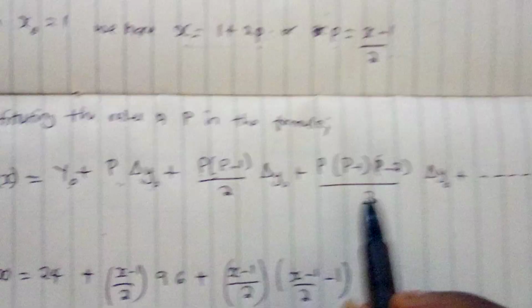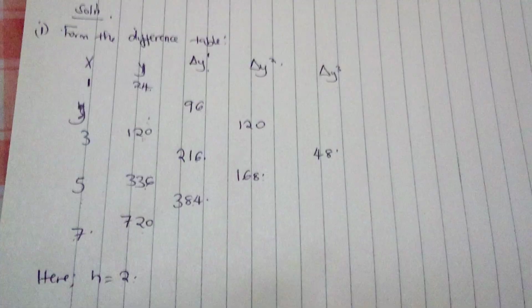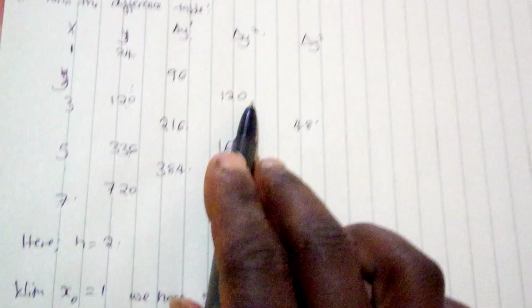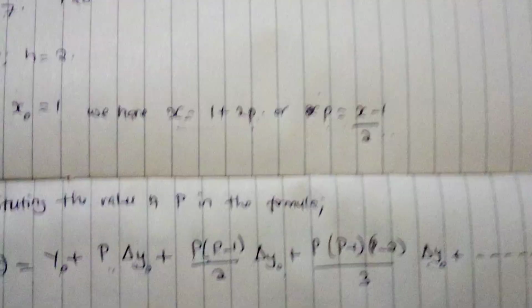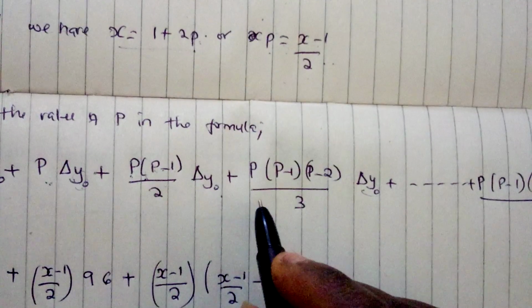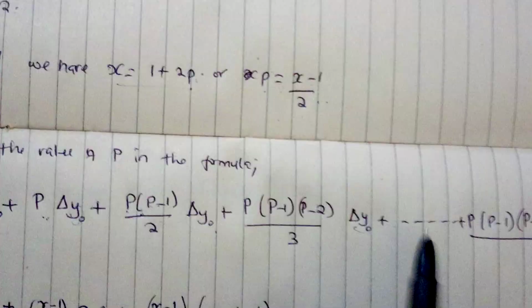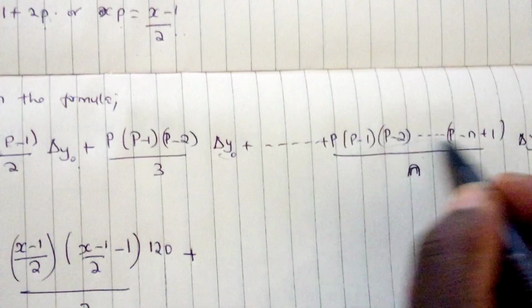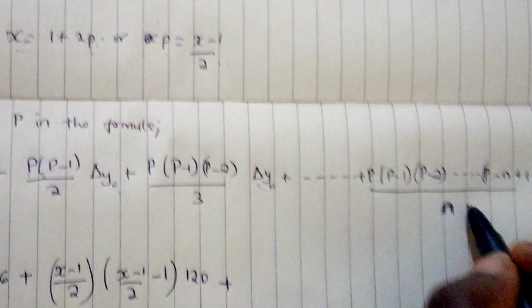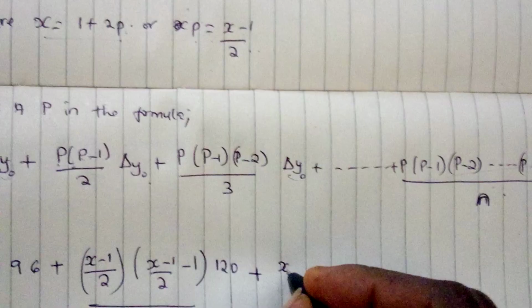Then you multiply by change in y naught again. So change in y naught here is equal to 120, so we are using the first value. We have 120, then you divide by 2. Then you have plus. Now the last one, because our difference table ends at this point, 448, so we are going to use the last point here. So we have x minus 1 over 2.